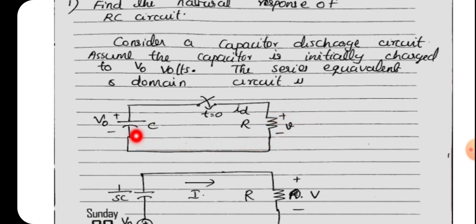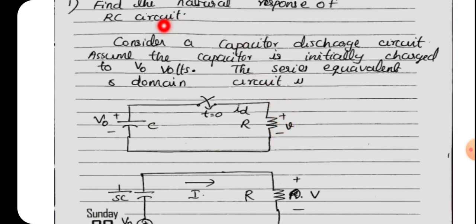See, here it is given that V0 is the voltage across capacitor C. That means we know that the capacitor has the ability to store charge in the presence of an electric field. So the initial charge present across the capacitor is V0. Due to this V0 there will be a current through this circuit, and due to that current there will be some voltage drop across resistor R, and that voltage is the response here.